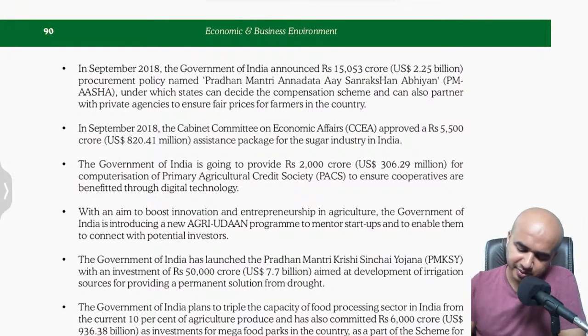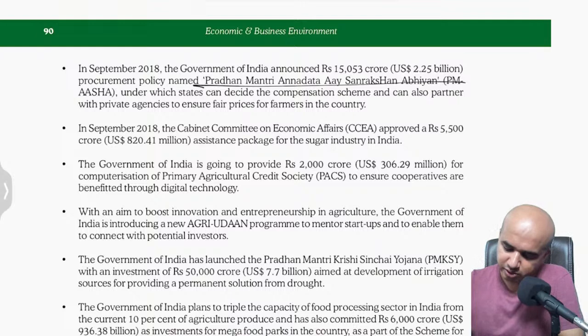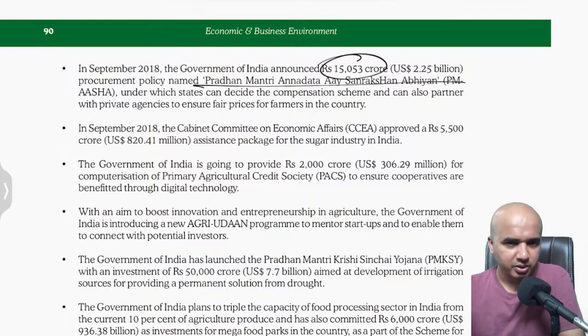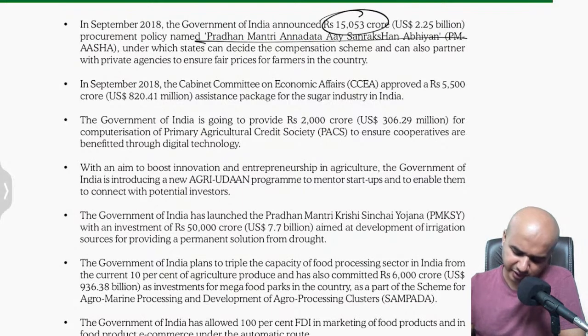So again, then there is Pradhan Mantri Annadata Ai Sanrakshan Abhiyan. I wish they would name all these schemes in English so that South Indians would also be able to pronounce and understand it in a better manner. I guess that won't happen anytime soon. Anyway, so the Government of India has announced so much in some procurement policy. Okay, then there are other stuff as well, not very important.